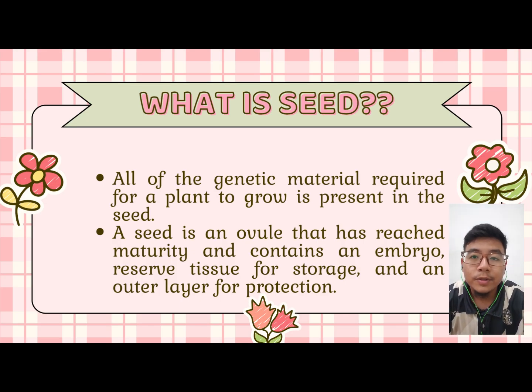So now, we talk about seed. So what is a seed? All of the genetic material required for a plant to grow is present in the seed. The seed is an ovule that has reached maturity and contains an embryo, reserve tissue for storage, and an outer layer for protection.